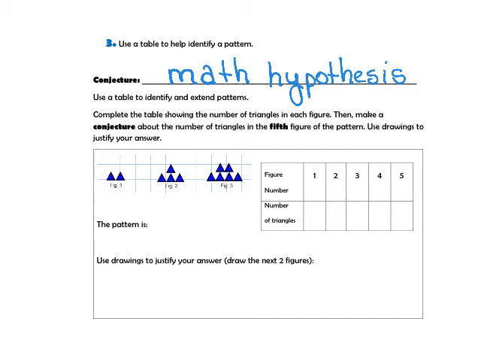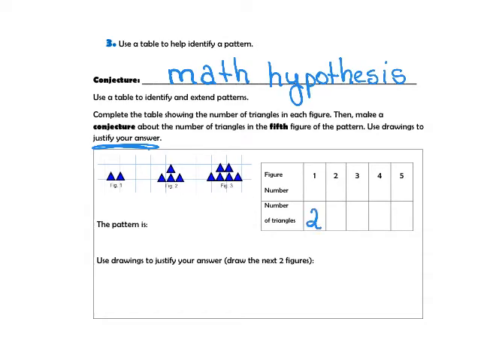It says complete the table showing the number of triangles in each figure. Then make a conjecture about the number of triangles in the 5th figure of the pattern. Use drawings to justify your answer. Justifying your answer is like proving it. So we're going to illustrate that at the end. So figure 1 has 2 triangles. So I'm going to put that right here.